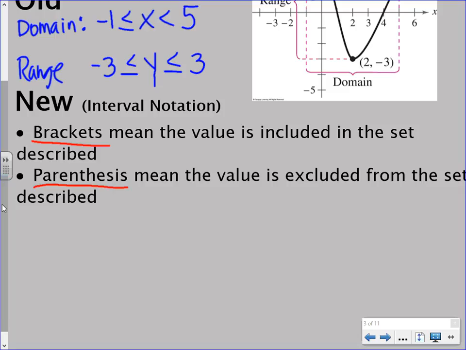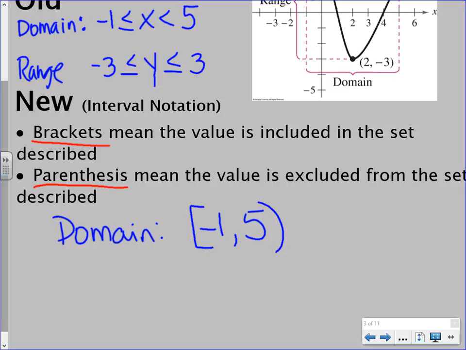So let's talk about what this looks like, and then we'll do another example. So our domain goes from -1 to 5. So what we're going to do is we're going to write -1, comma 5. It starts at -1, it stops at 5. Did we include -1 in our domain? Yes. So we're going to put a bracket around -1. Did we include 5 in our domain? No. Not included means parentheses.